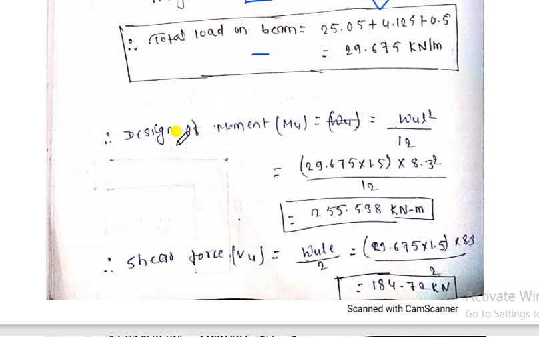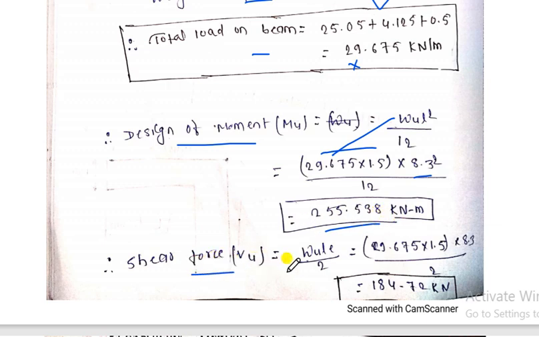So now we have already calculated the total load on the beam, so we can easily calculate the design moment, that is Mu. Mu will be equal to Wu L square by 12. So Wu will be 29.675 into 1.5, that is the factored load. So the factored load will be this load into 1.5. Here the effective length is given 8.3. So 8.3 squared divided by 12, you will get 255.583 kilonewton meters.